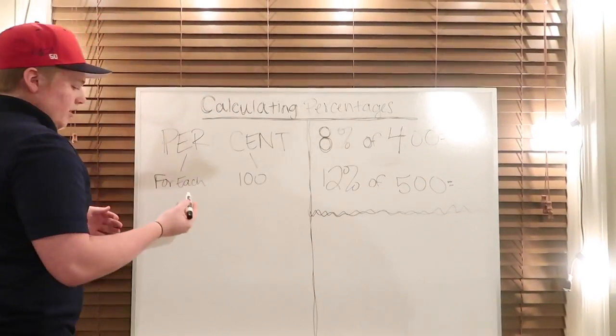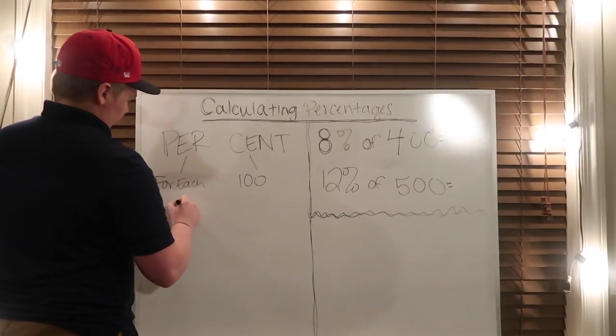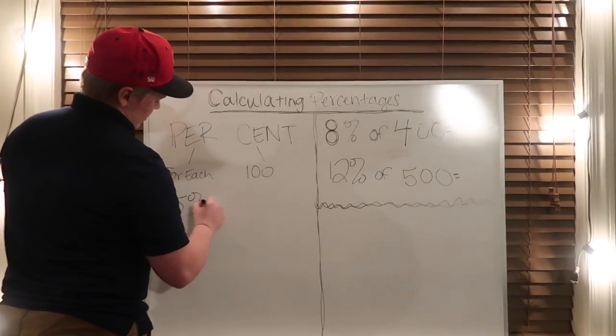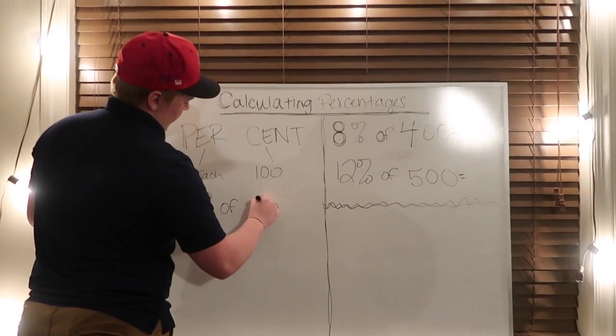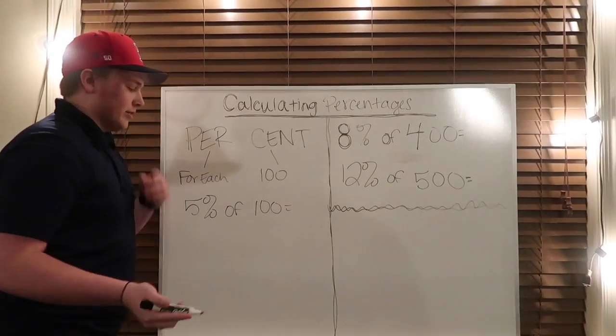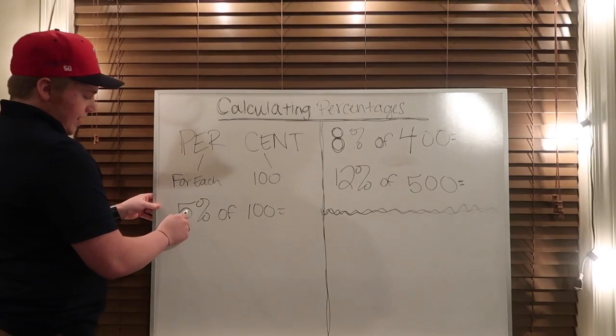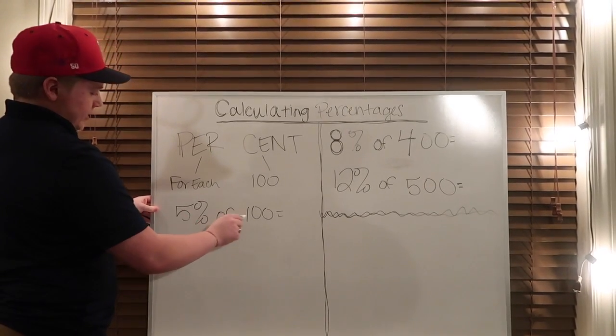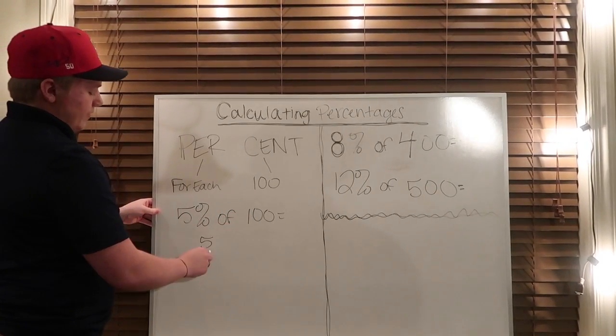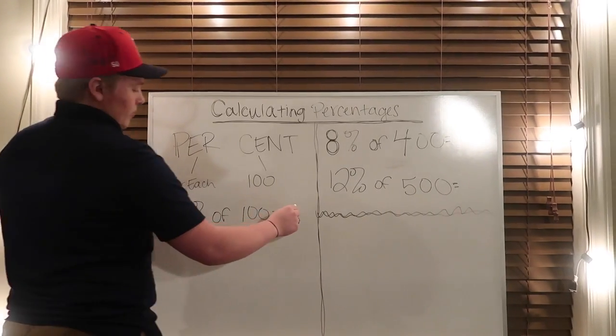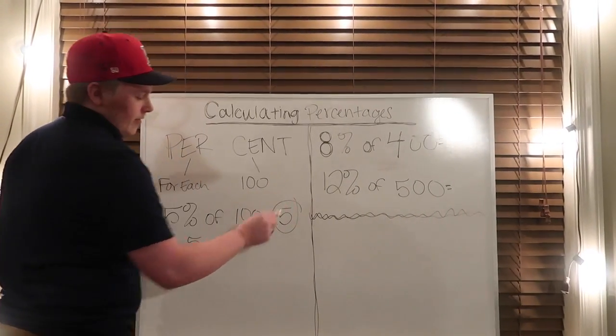So for example, if we were to do 5% of 100. Now this one's an easy one. We say 5 for each 100 that we have. So only one time. So the answer would be 5.